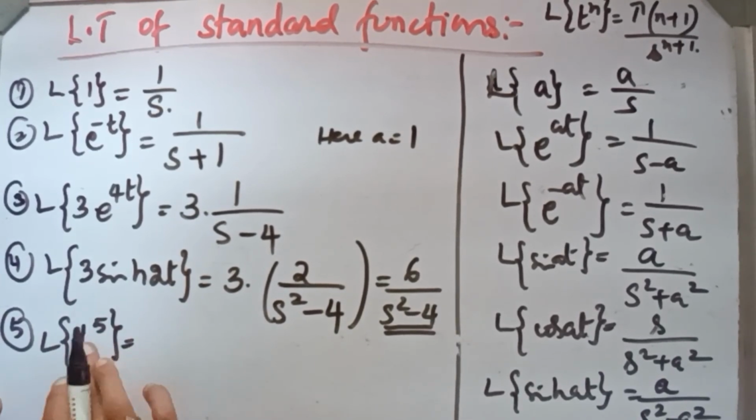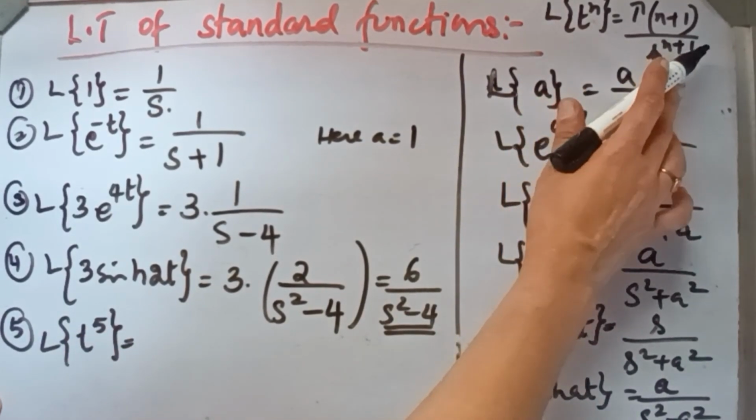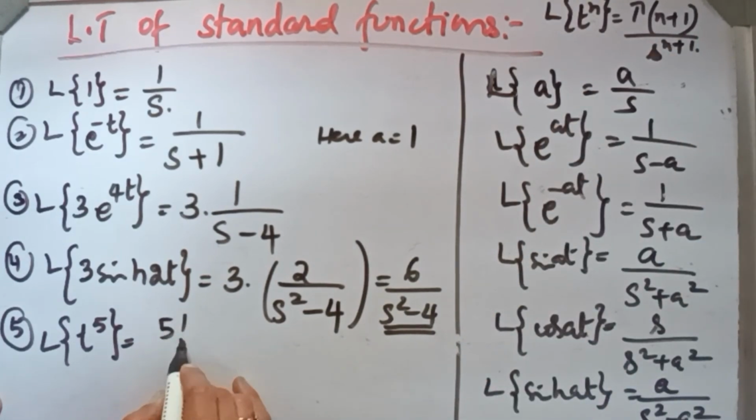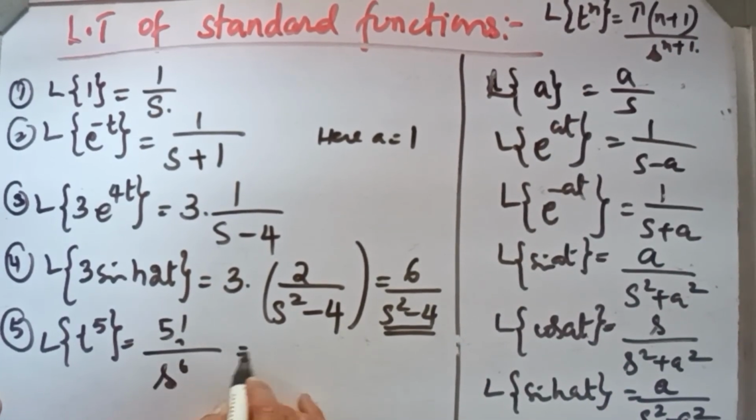Now 5 is a positive integer. So gamma of n plus 1 becomes n factorial. So 5 factorial divided by s power 6, that is 120 by s to the power 6.